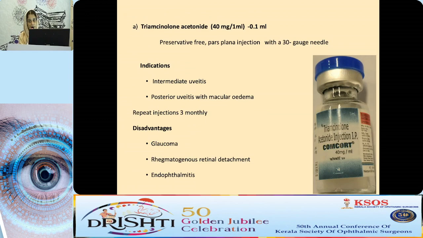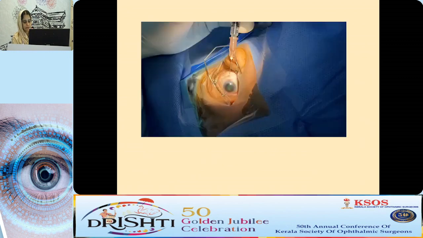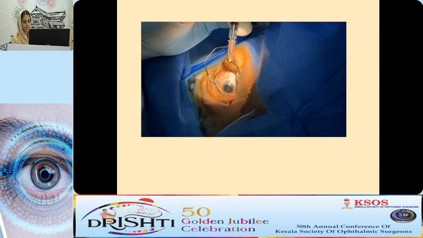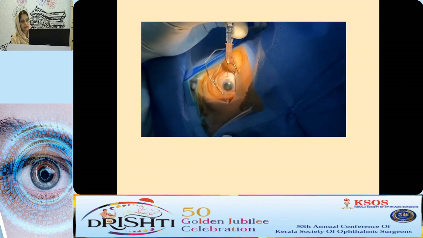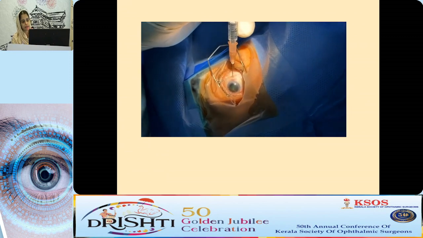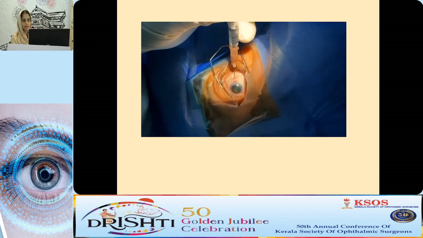Triamcinolone can be given as parsplanar injection, 40 mg per 1 ml, 0.1 ml as parsplanar injection with 30 gauge needle. And this injection can be repeated 3 monthly. The disadvantages include glaucoma, rhegmatogenous retinal detachment, and endophthalmitis. This is how intravitreal injection is given. It is given 3.5 to 4 mm behind the limbus.